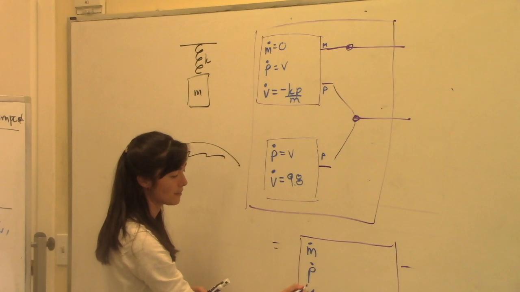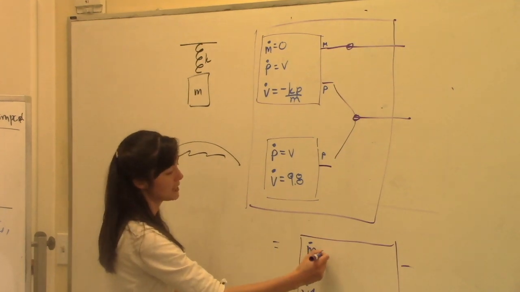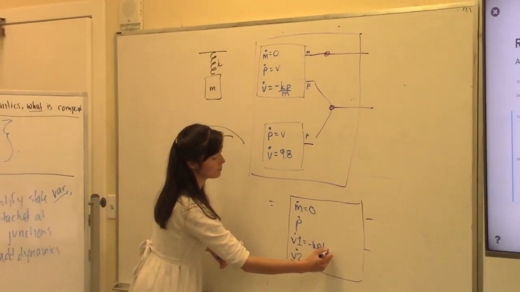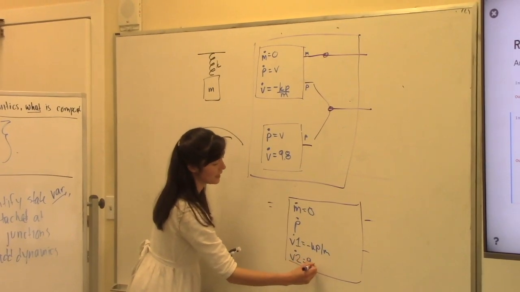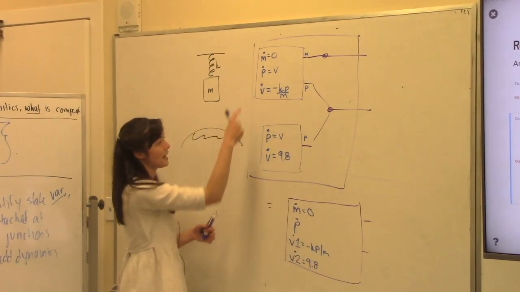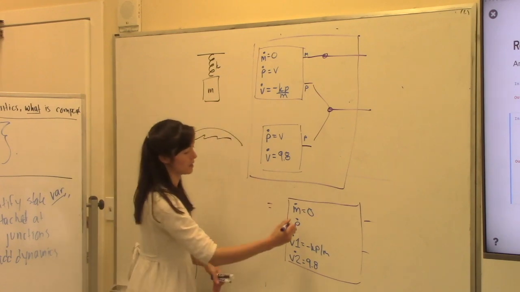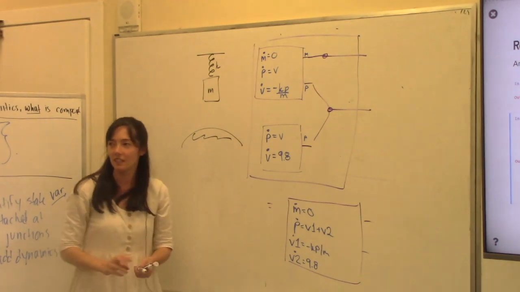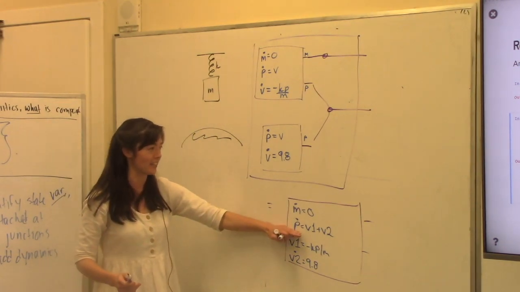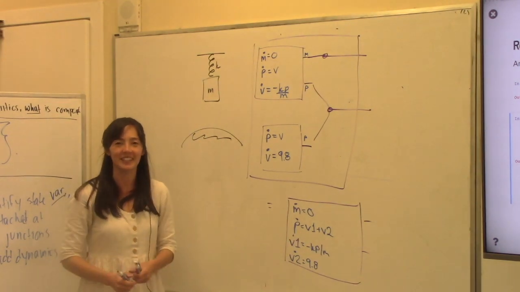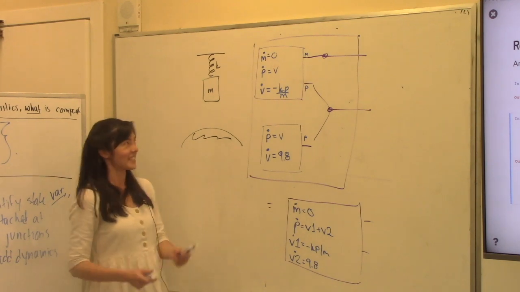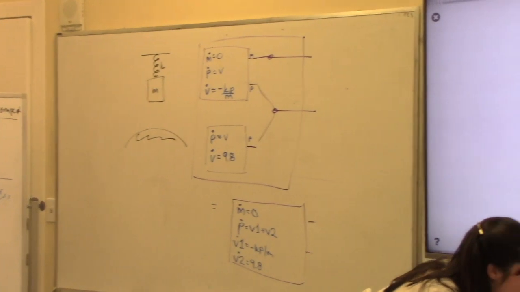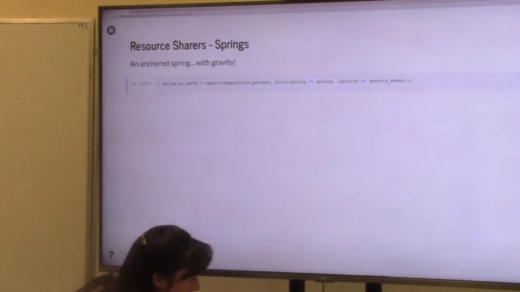What are the dynamics of all these things? m dot is 0. v1 dot is minus k p over m. v2 dot is 9.8. And what is p dot? I'm going to add the effect of the 2, so it's v1 plus v2. And if you take the second derivative of this, you're like, oh yeah, that is what the acceleration of this spring should be, if you're a physicist. Okay, so let's do the composition.